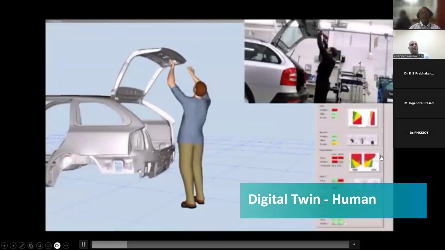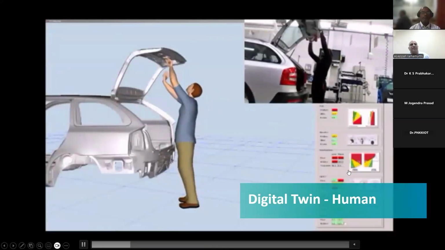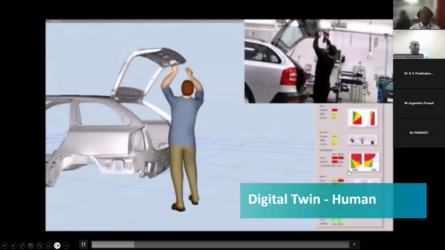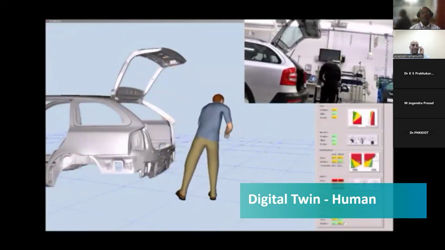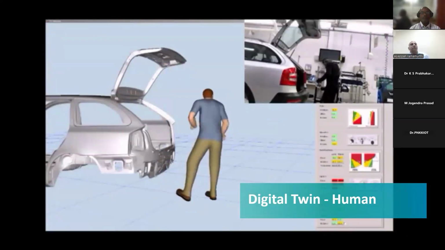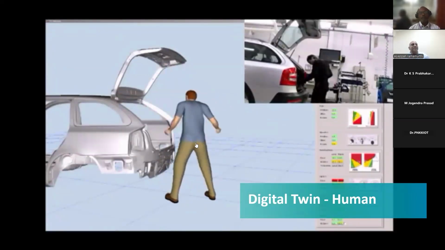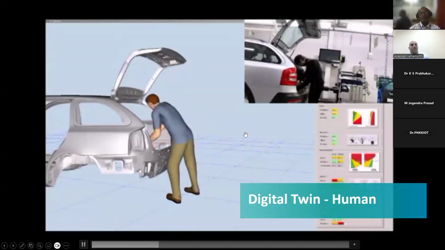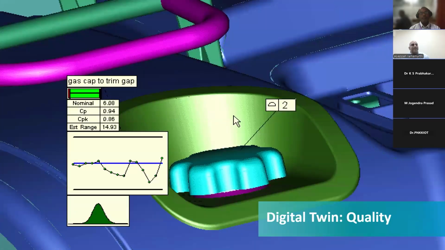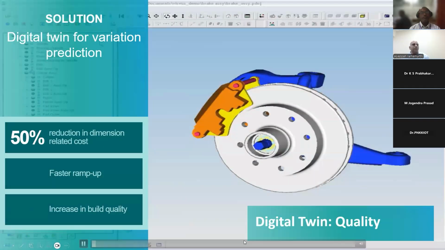And then use this twin to understand, because this has the anthropometric data, and I can compare with the standards: is that the right posture, how long he can be in the current posture, and whether he is susceptible to any injuries because of this. All these aspects could be studied and improved.